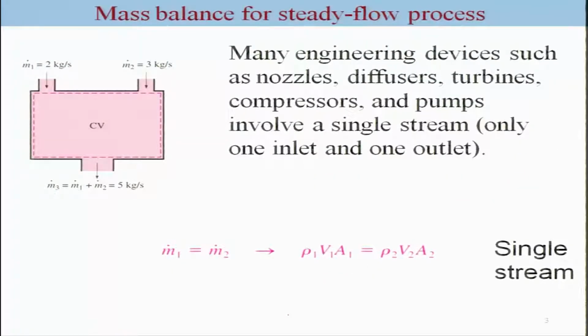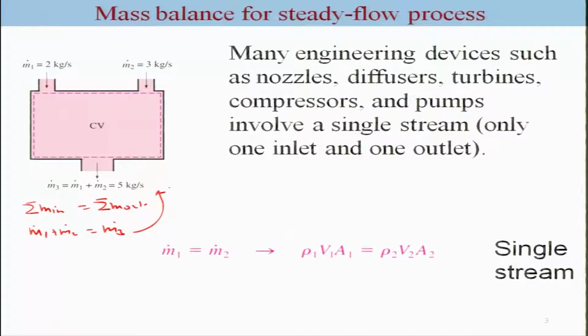Now, in many systems, of course, there are many inlets and outlets. For a simple steady flow process, an example would be, let us say, you have two inlets, M1 and M2, and one outlet. Then, based on M in equal to M out, your M in is M1 plus M2, and that should be the same as M3.